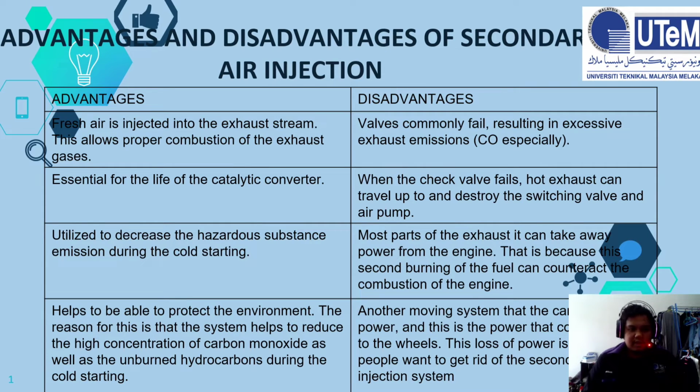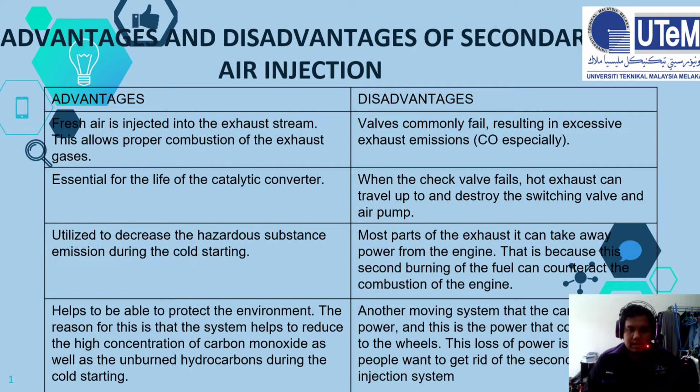Okay, first advantage. The secondary air injector allows fresh air to be injected into the exhaust system stream. It allows proper combustion of exhaust gas. Second, it allows the catalytic converter to last longer. Third, it is utilized to decrease hazardous substance emission during cold starting. Fourth, it helps to protect the environment. The reason is this system helps reduce the high quantity of carbon monoxide as well as unburned hydrocarbon during cold starting.